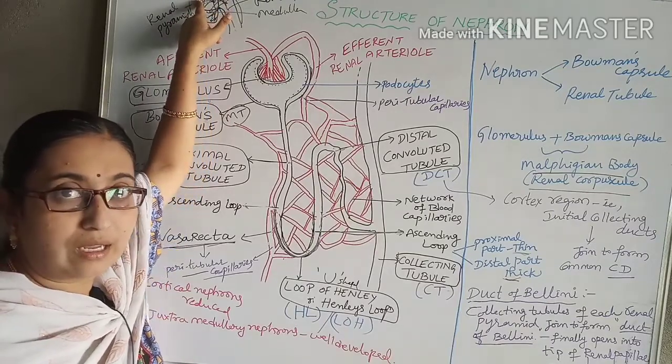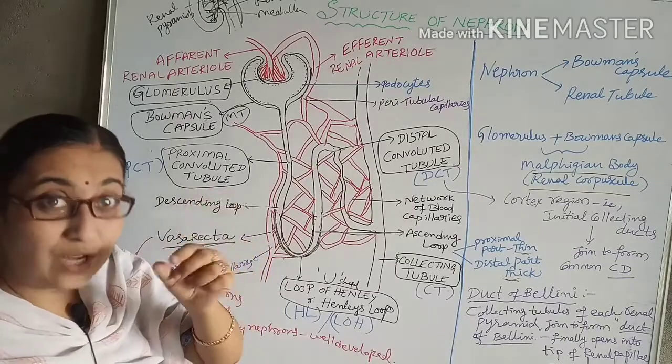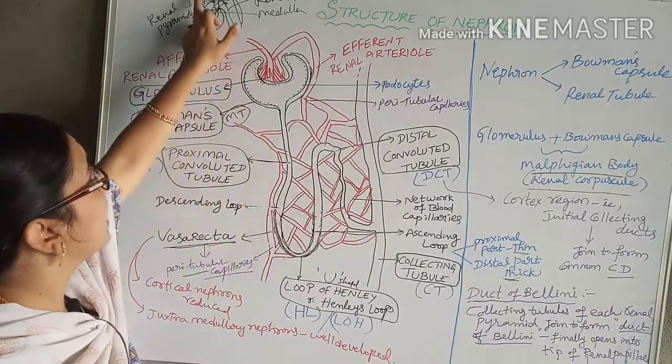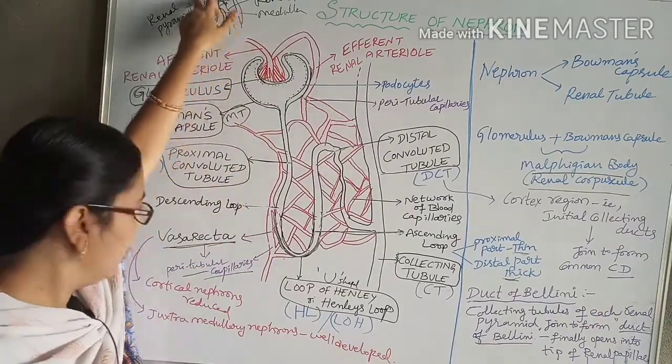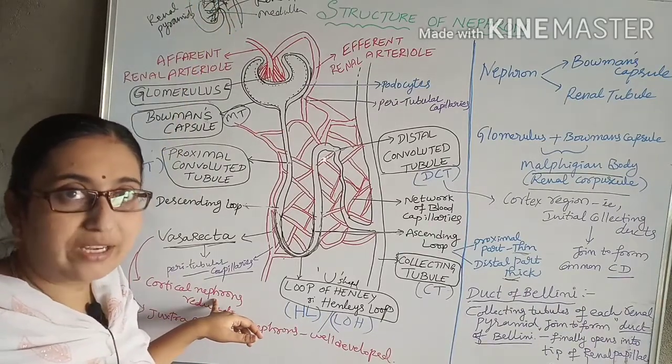So in some kidneys it is reduced, it is very small. Henle's loop will extend very little in the cortex region. So that is the cortical nephrons. Those types of nephrons are called cortical nephrons.